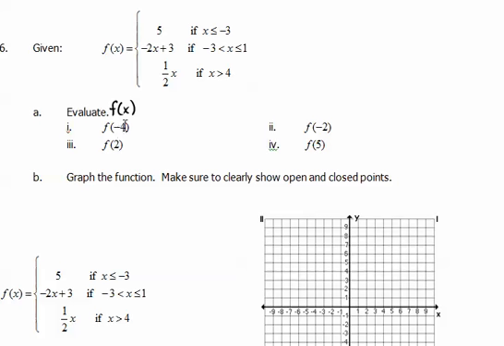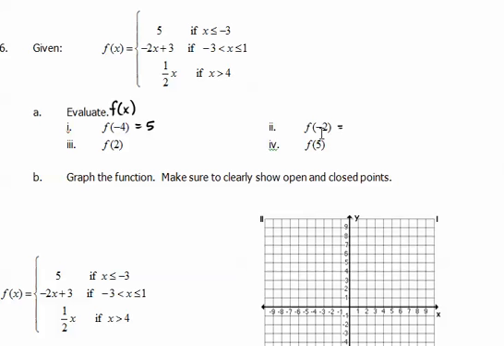If x is negative 4, which of these would solve for negative 4? Well, negative 4 is less than negative 3, so I'm going to use this function, which is 5. Let's go to the second one.